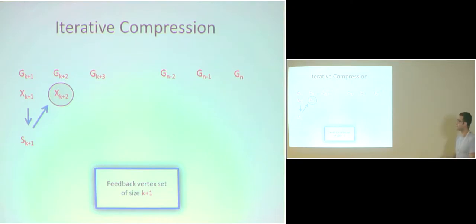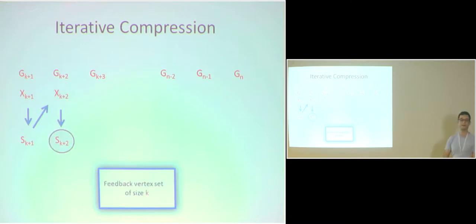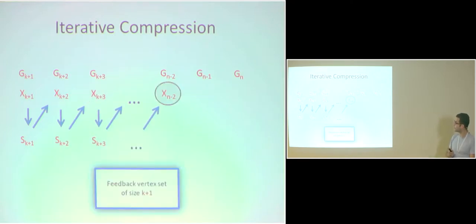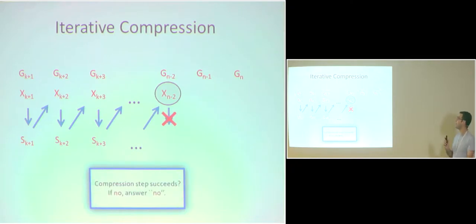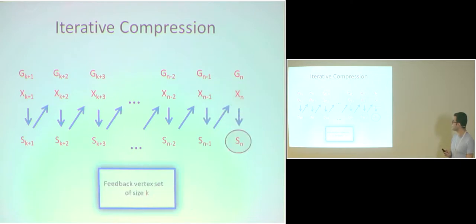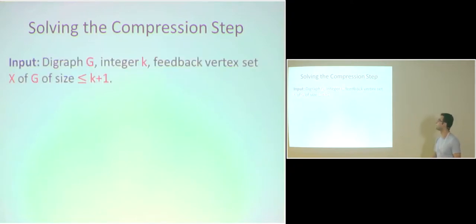And then, once I have a solution of size k plus 1, I can run the compression version, either get a no answer or a solution of size at most k, and then I repeat, right? I could keep going and say, oh, here I have a solution of size k plus 1. I run the compression version. Either I say no, or I get a solution of size k. Now I can make a solution of size k plus 1 for the next graph. Okay? So I keep doing this. So really, the running time of my algorithm is the time it takes to solve the compression step times n. So all that is left at this point is to find an algorithm that solves the compression step.